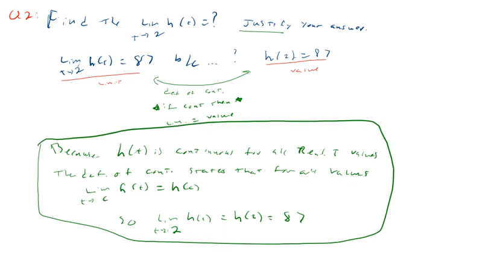And that's a justification. If this was a free response question on the AP test, this is what they would like you to write. Because h of t is continuous for all real values or for some interval, right? The definition of continuity states that for all values, the limit equals the value. So the limit as t approaches 2 of h of t equals h of 2, which equals 87. The limit equals 87. And so we can be sure that that's true, because we use the definition of continuity to make it sure.